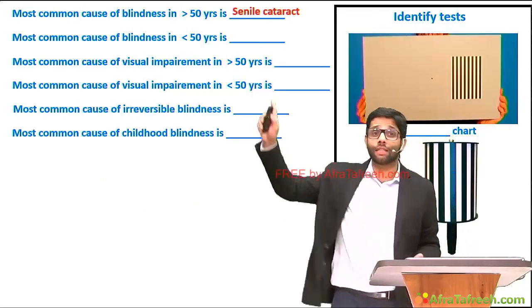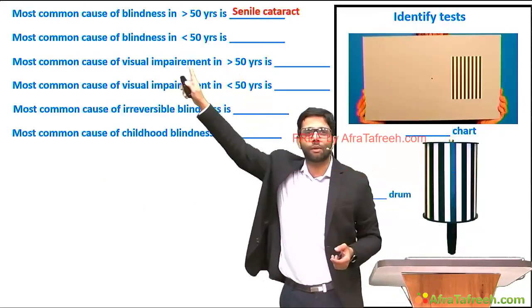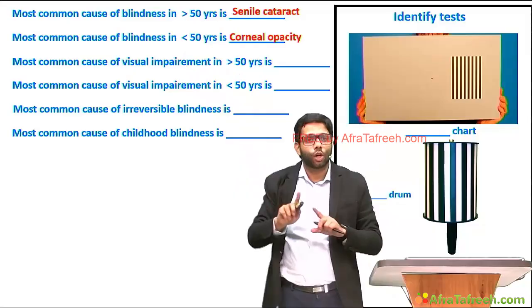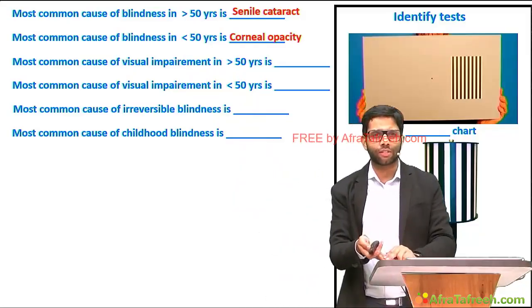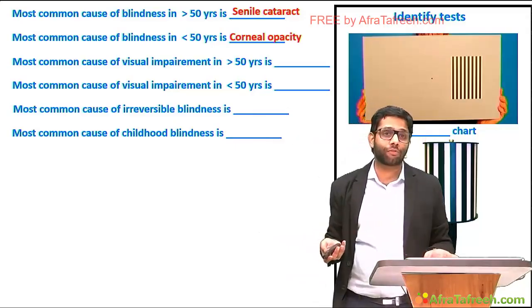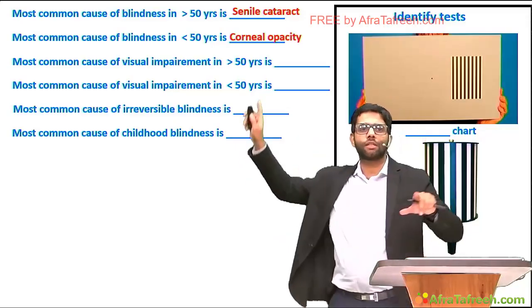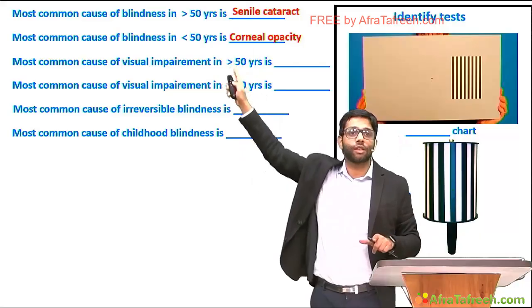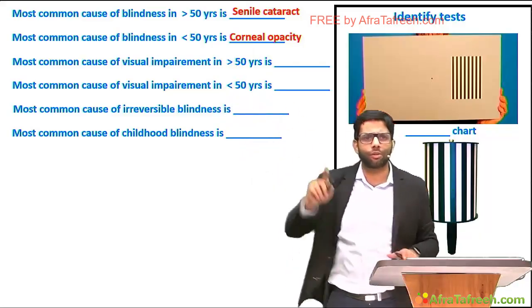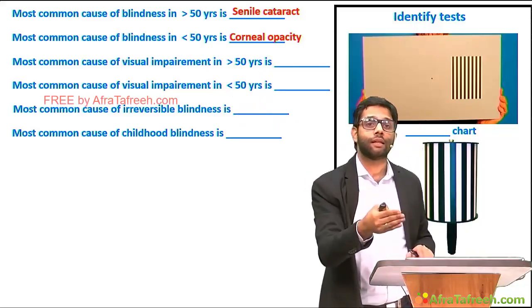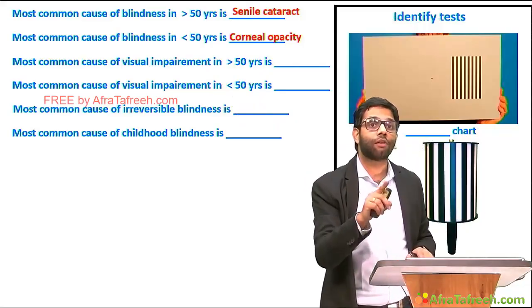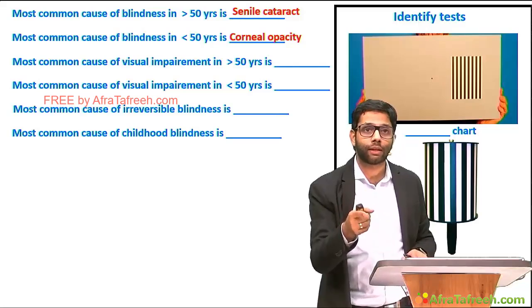cataract. But less than 50 years of age, not refractive error, I'm asking blindness. That is corneal opacity due to any cause. Mostly traumatic, mostly after infectious keratitis, mostly can be vitamin deficiency. Any corneal opacity is the most common cause of blindness less than 50 years of age. Vision impairment, and what is the definition of blindness? When the visual acuity is less than 3/60 in the better eye with available correction, as told by India.